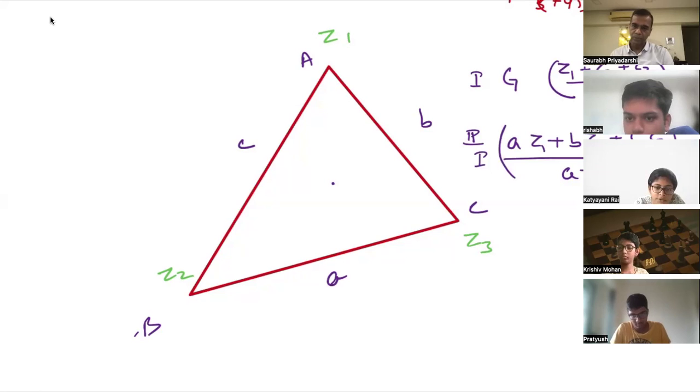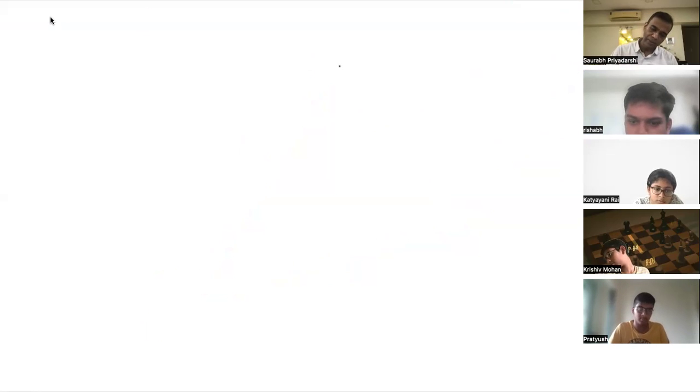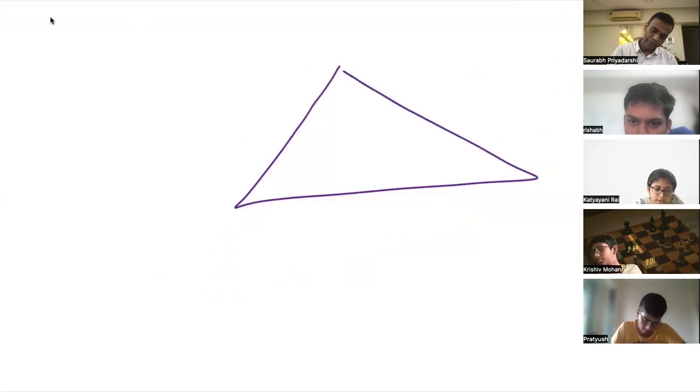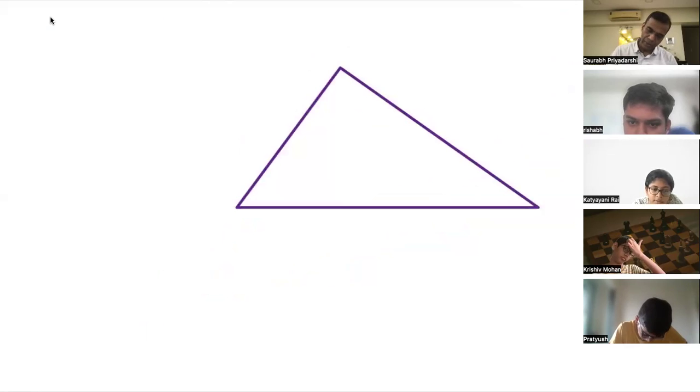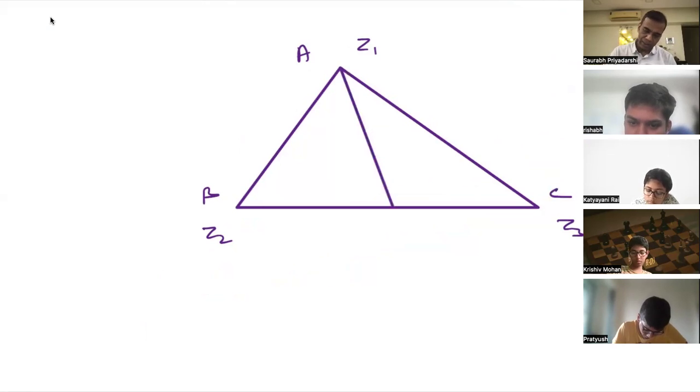Can you repeat the first? First is the centroid. The concurrency of the medians is known as the centroid.